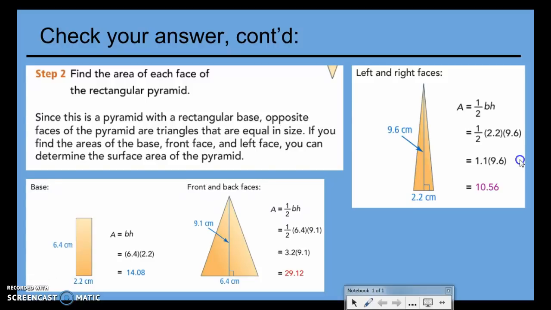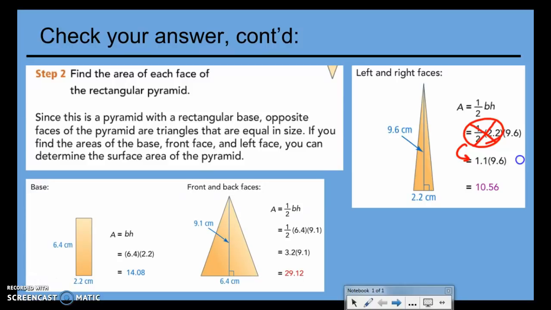Now here's the front and back faces. These 2 right here match, so you're going to have 1/2 of the base times the height. Okay, your height is 9.1, your base is 6.4 of this one. And you're going to do the same thing with your other triangle. Okay, now look, they went ahead and halved their 2.2, excuse me, to make 1.1. And now they're doing 1.1 times 9.6.